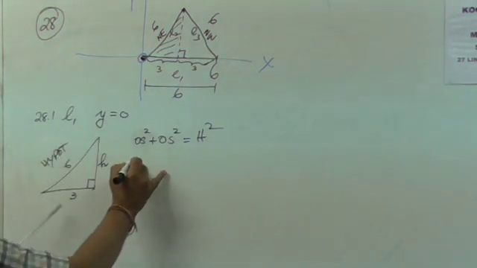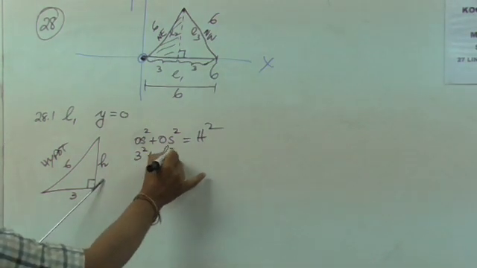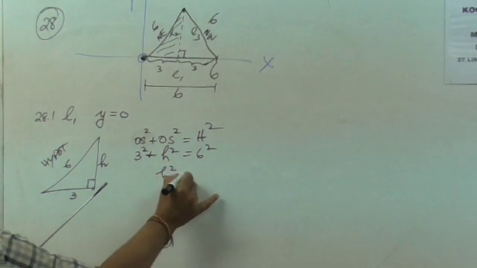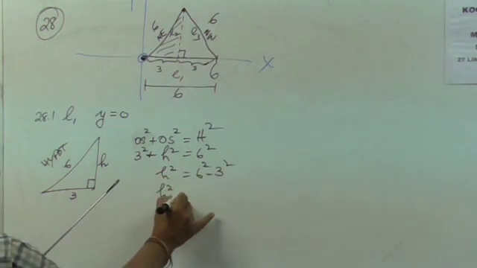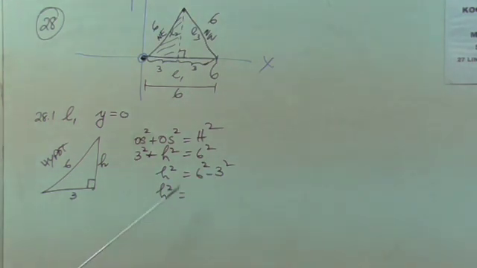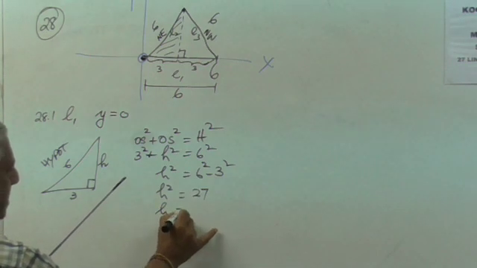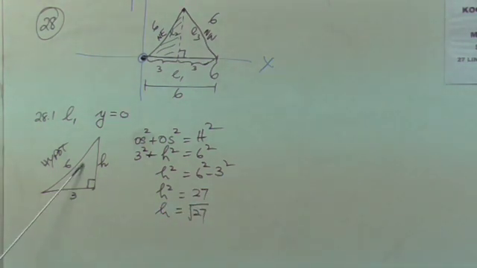This side is 3 squared. That side is h squared, is equal to 6 squared. So h squared is equal to 6 squared minus 3 squared. h squared is equal to 36 minus 9, you'll end up with 27. So h is equal to the square root of 27. So this is the square root of 27.